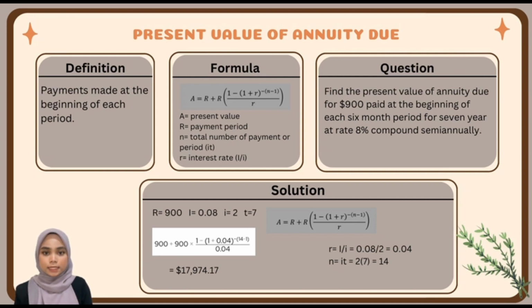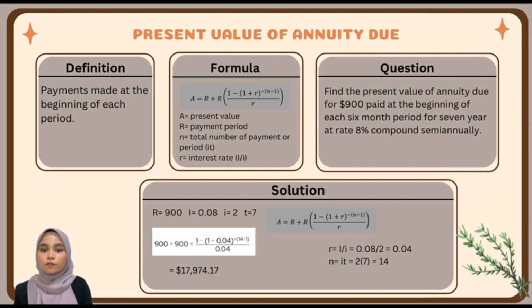The question is, find the present value of annuity due for $900 paid at the beginning of each 6-month period for 7 years at rate 8% compounded semi-annually. Based on this equation, we know that the payment R is 900, the interest rate per year I is 0.08, the number of compounds per year small i is 2, and the number of years T is 7.